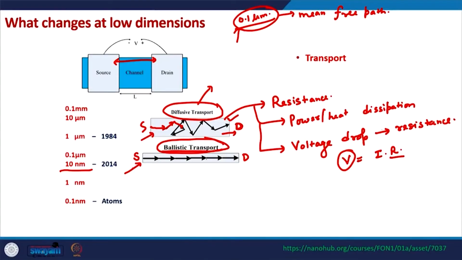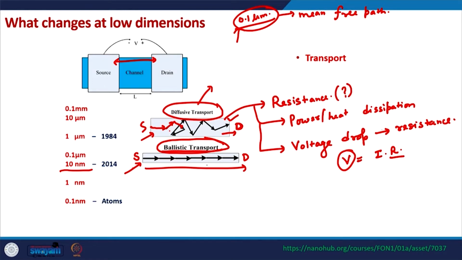The questions are, what would be the resistance in this case? The resistance in the diffusive transport case was because of the collisions in the channel, but what could be the resistance in ballistic transport? That is an important question that we need to ask. So, what is the resistance?